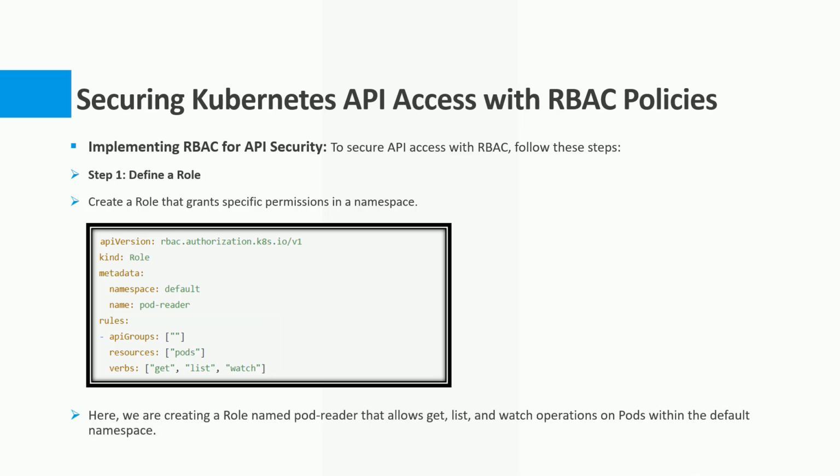All in all, what this role says is that you are going to create a role with the name pod-reader that allows get, list and watch operations on pods within the default namespace. So simply I have created a role, and this role will not do anything until or unless it is assigned to any user, group or service account. So that's all. We'll see you in the next lecture.